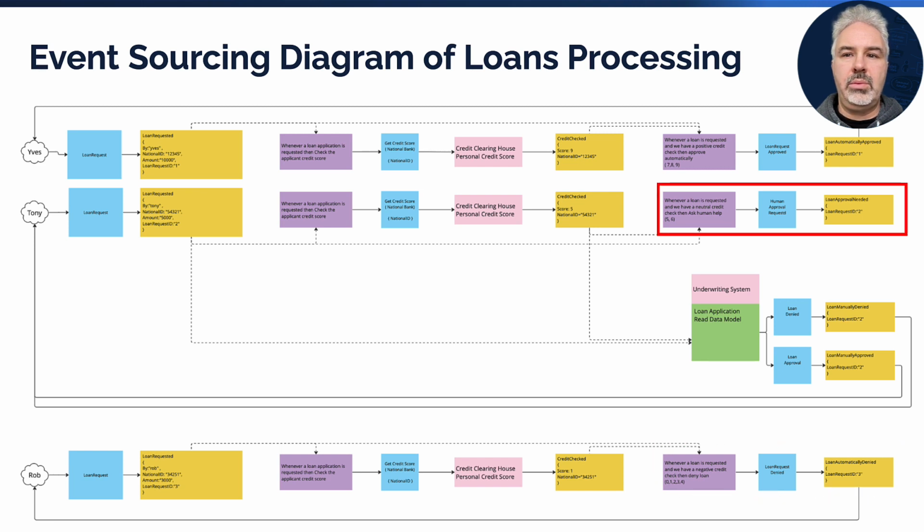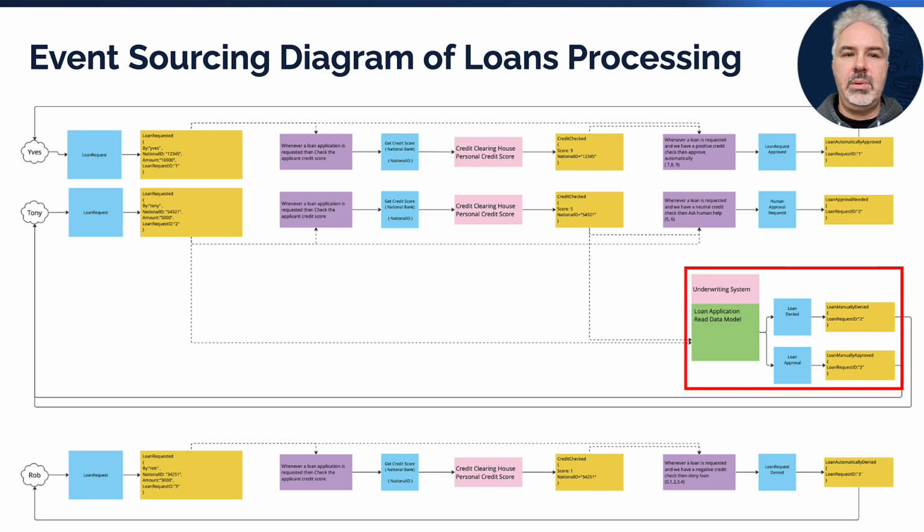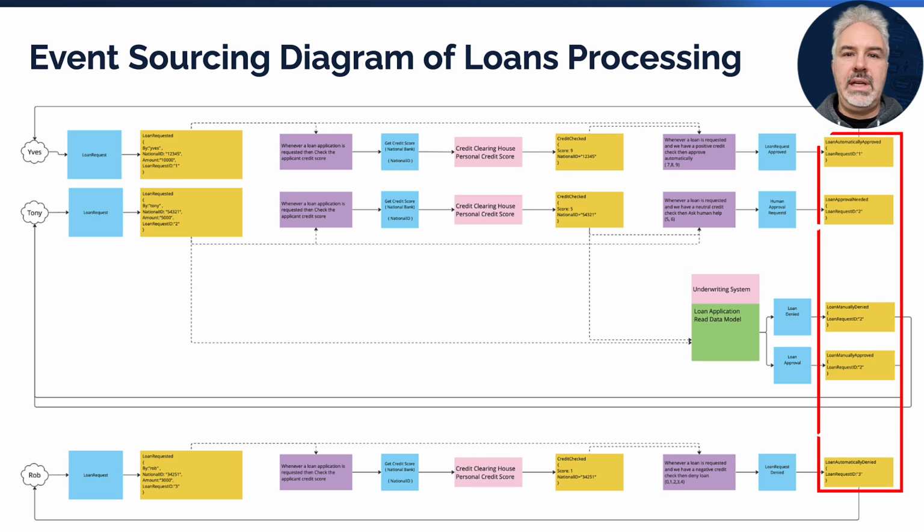A loan request with a credit score between but not including 4 and 7 is sent to an underwriting workflow for manual evaluation. An underwriter is presented with the loan application and credit score where they make a decision about whether to approve or deny the loan. The loan status checker presents the current status of all loan requests in the workflow.